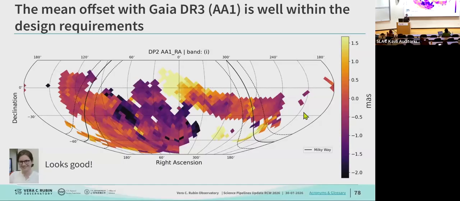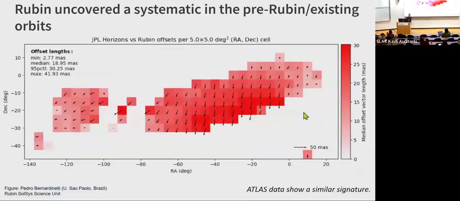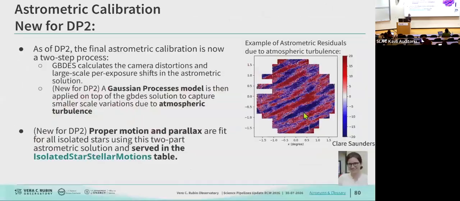So what that means is that Rubin has uncovered a genuine systematic offset in the pre-Rubin existing orbits. The solar system science unit has some hypotheses on why this might be. They range from things like observations from the north being different from observations from the south. If you have any ideas, Jake and Mario would love to hear them during the break. But the astrometry is great.